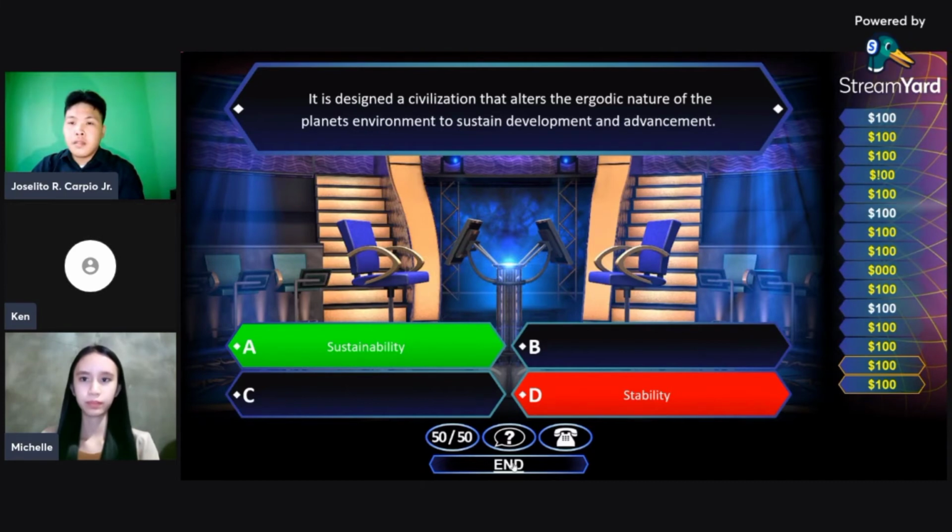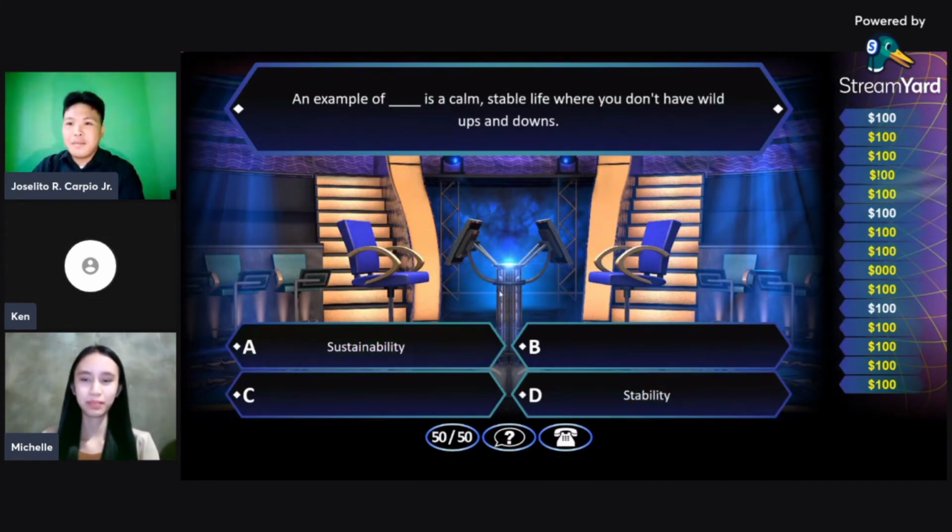Next statement. An example of blank is a calm, stable life where you don't have wild ups and downs. A. Sustainability or D. Stability.